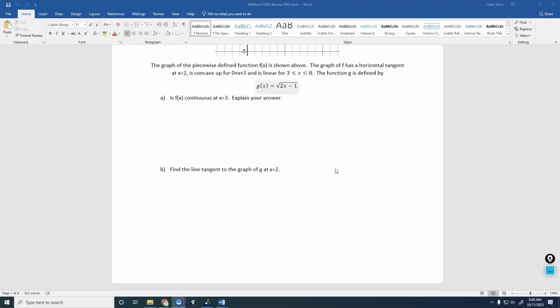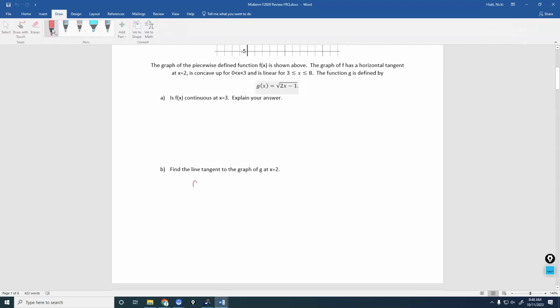x equals 2. Tangent line is something that, even on part C of that first question, was asking for a tangent line. A lot of you missed it, even though all the information that you needed was already there. So what we need for a tangent line of G, we need G of 2, right? That means we just need to plug in 2. So we got the square root of 2 times 2 minus 1, which is going to give us the square root of 3. So my point is 2, square root of 3.